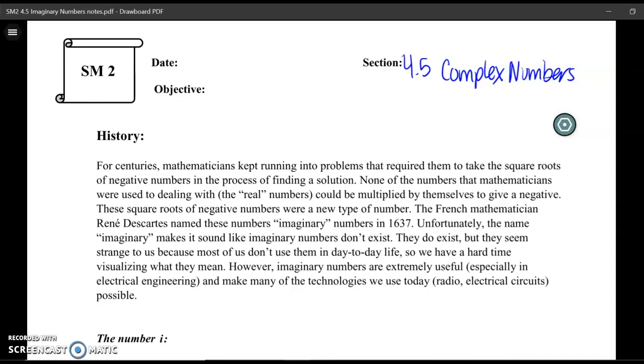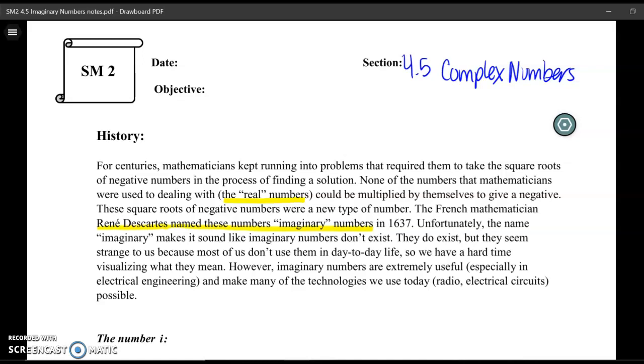So if you guys remember, there's these things that we call real numbers. Okay, real numbers are just numbers that live on the number line that we usually think about. Back in the 1600s, there was this really important guy named Rene Descartes, and he did a lot of awesome things, but he also did one thing that I do not like. The thing that he did that I don't like is that he named these numbers we're going to talk about today imaginary numbers. When he named them imaginary numbers, it makes them seem like they don't exist. They actually do exist, and they're super important.